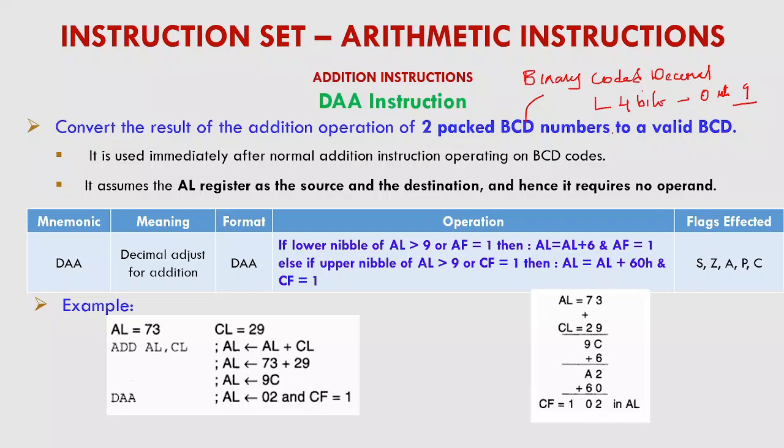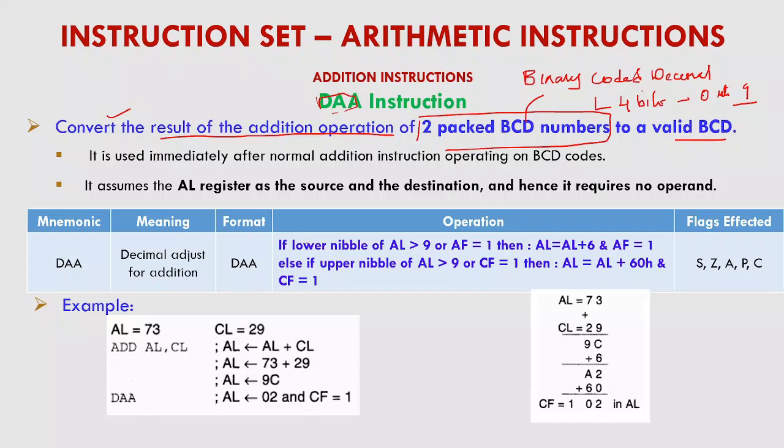Now when I add two BCD numbers, the result may not be a valid BCD. That means if you are adding two numbers, either the lower nibble or the upper nibble may go above 9. In that condition, to ensure that the result remains in BCD format, I need to use the DAA instruction. It converts the result of the addition of two packed BCD numbers to a valid BCD number.